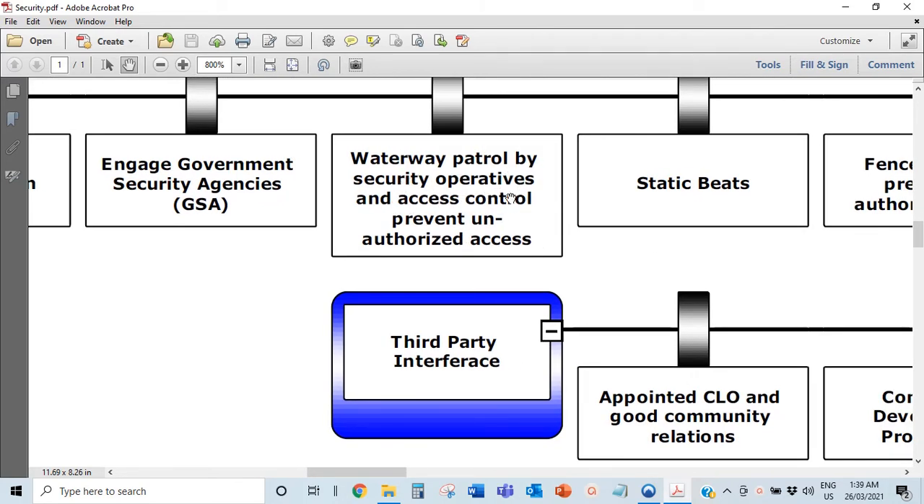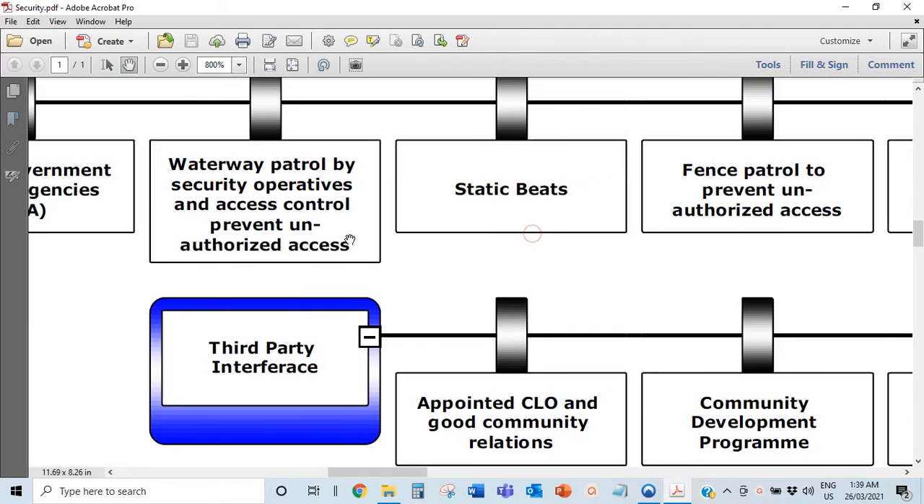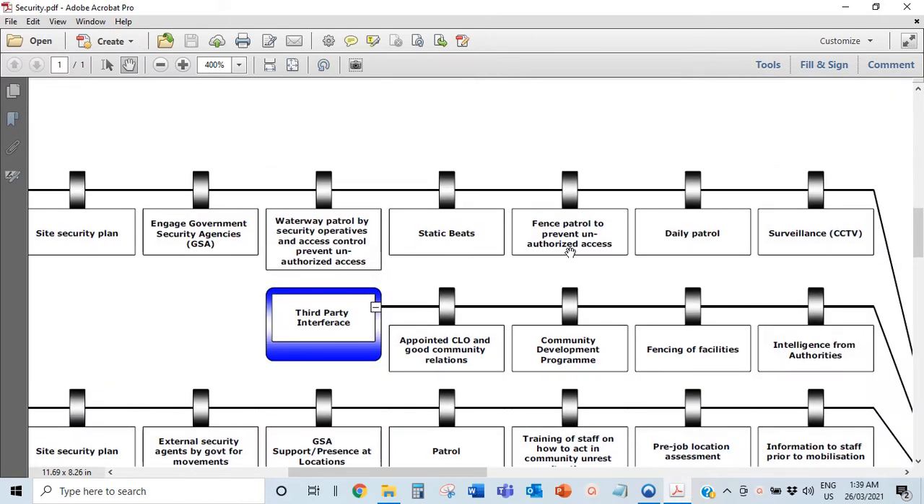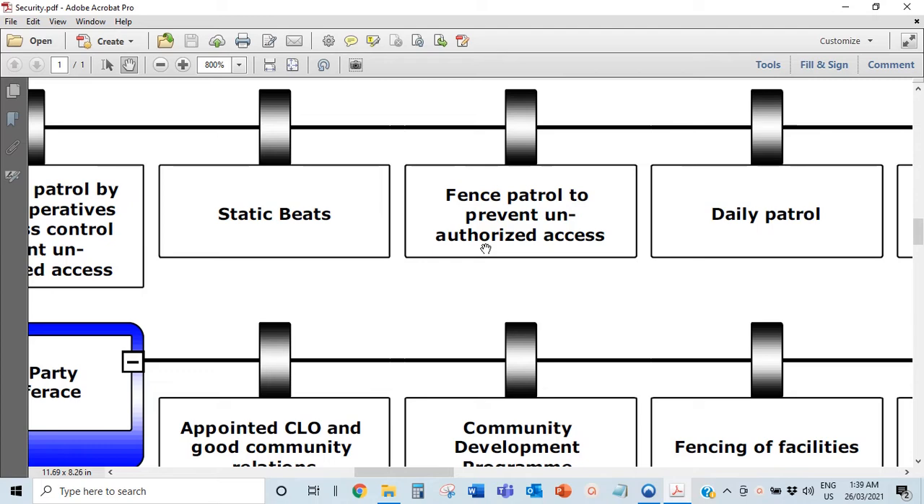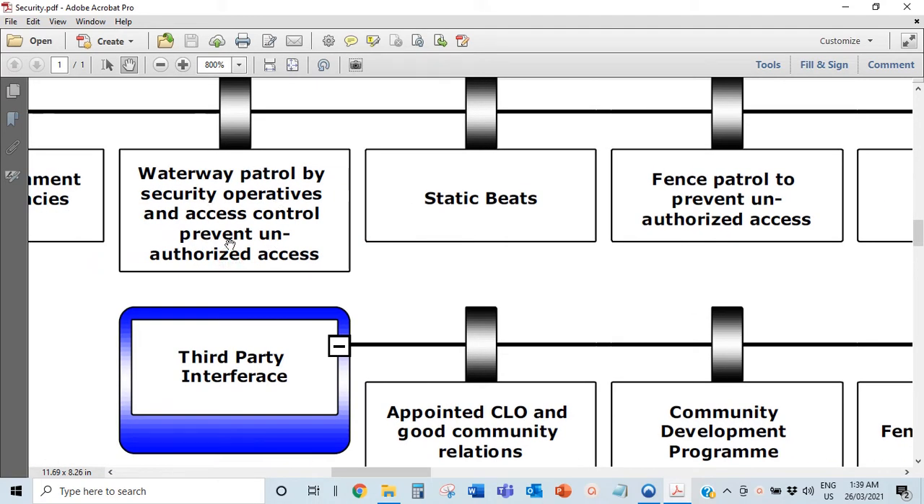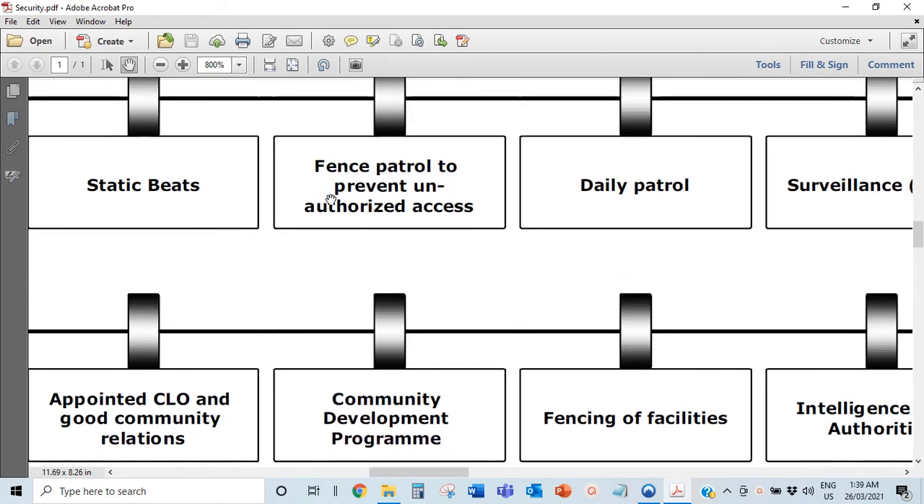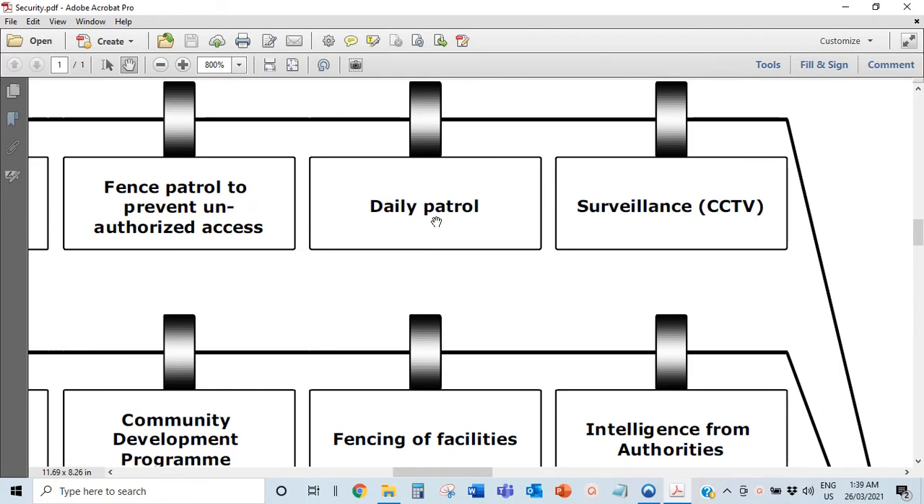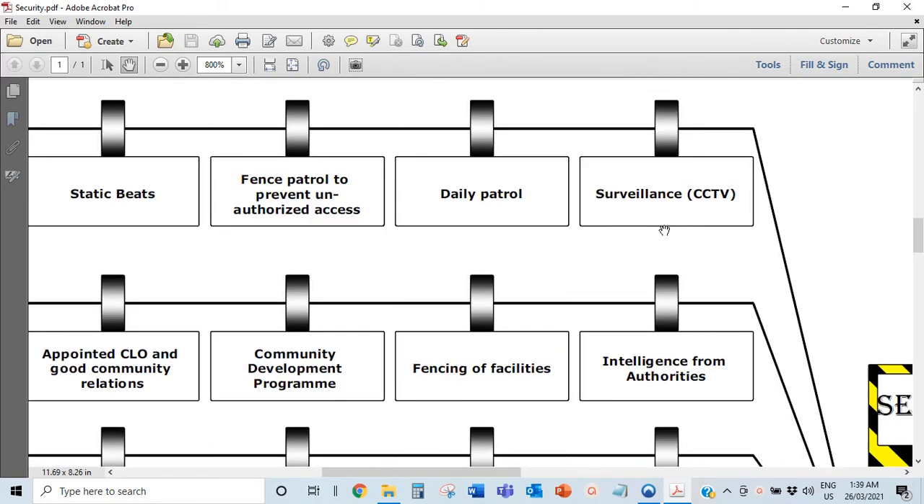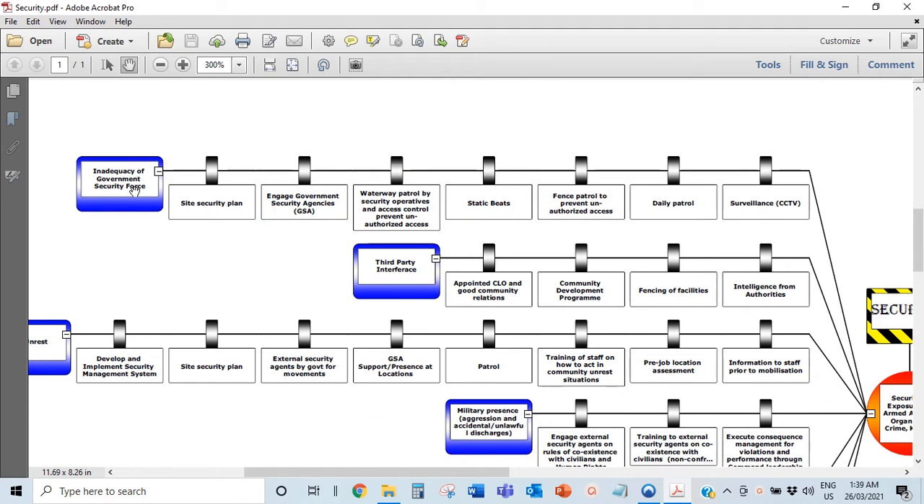Waterway control by security operatives. That means if you are traveling by water, or if the facility is surrounded by water, you have patrol by security operatives. And access control, preventing unauthorized access. You have your static beats. You have your fence patrol to prevent unauthorized access. This is waterway patrol in case there's water around the facility, or in case you travel by water. And this is fence patrol, around the perimeter fence of the facility. There should be a daily patrol that goes around. Then there should be surveillance, CCTV. Those are barriers you could have for this.